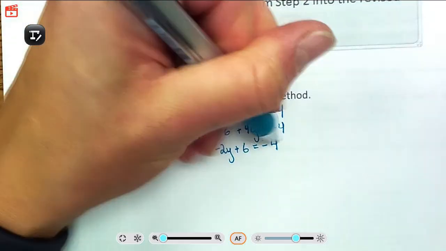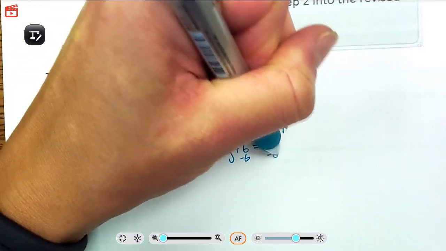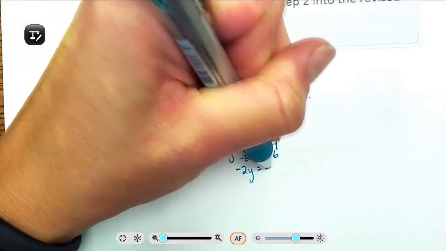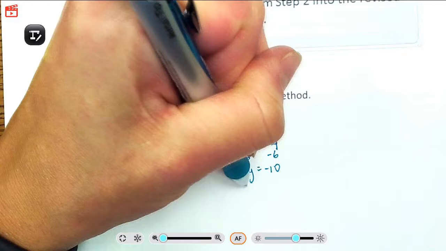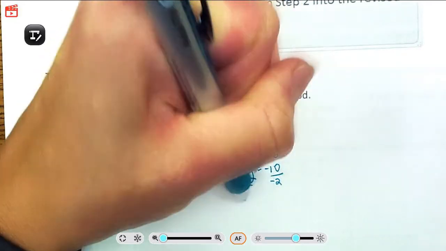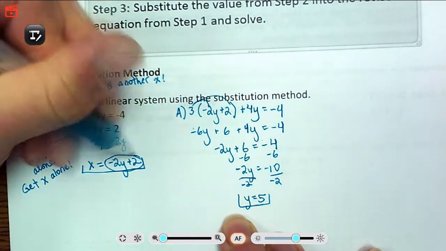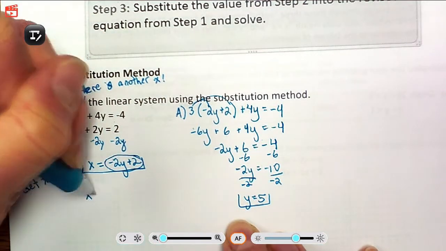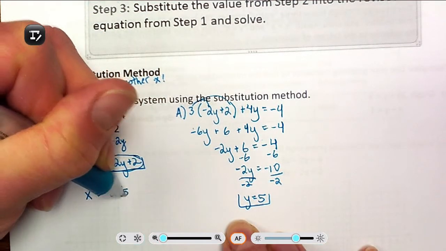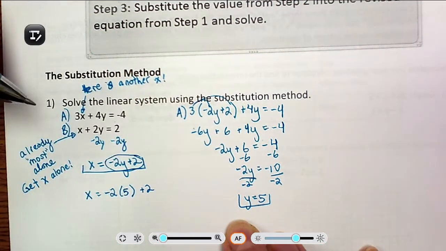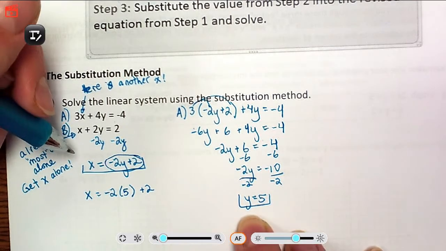Okay, move your 6 over. Negative 2y equals negative 10. Divide by negative 2. Y equals 5. Okay, here's your x expression. So x is equal to negative 2 times 5 plus 2. And so, sorry, I went through that kind of quick there.